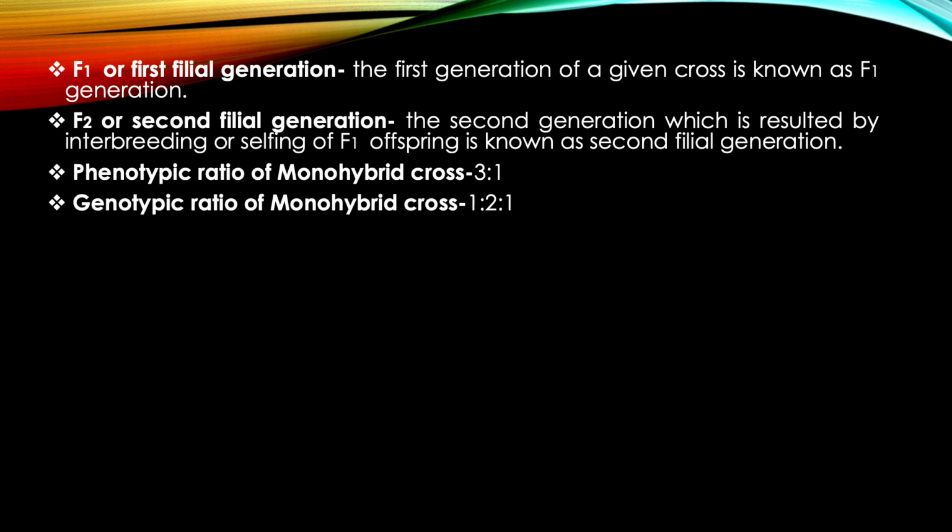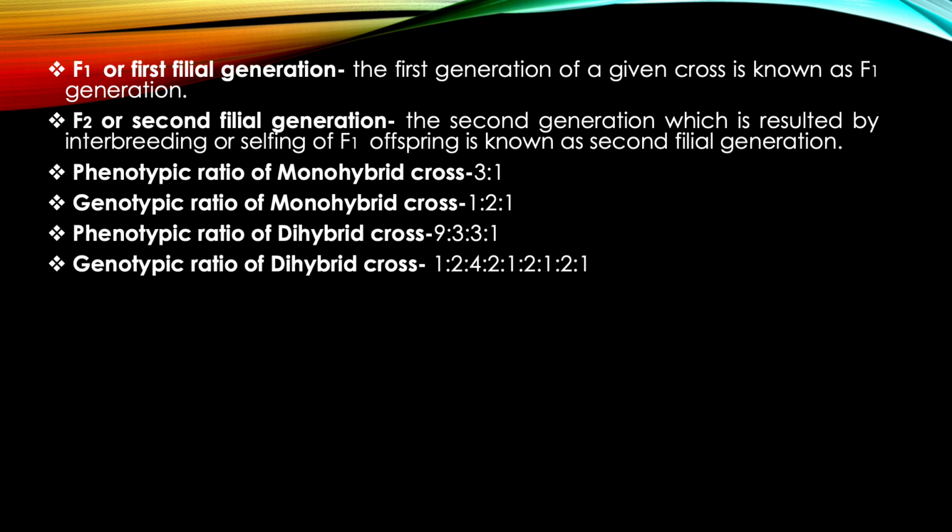Let us see some of the ratios which are formed after the crosses are made, whether F1 or F2. So the phenotypic ratio of a monohybrid cross is 3:1 and the genotypic ratio of a monohybrid cross is 1:2:1. Now the phenotypic ratio of a dihybrid cross is 9:3:3:1, while the genotypic ratio of a dihybrid cross is 1:2:4:1:2:1:2:1.